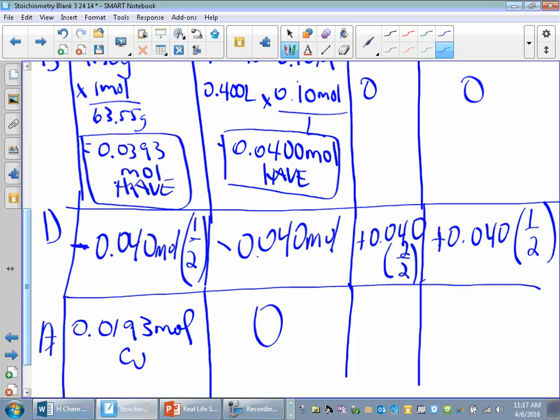I think when you do it, just double check for me. That's 0. And this is the silver. And this is the, oh, I got them in a different order on my paper.